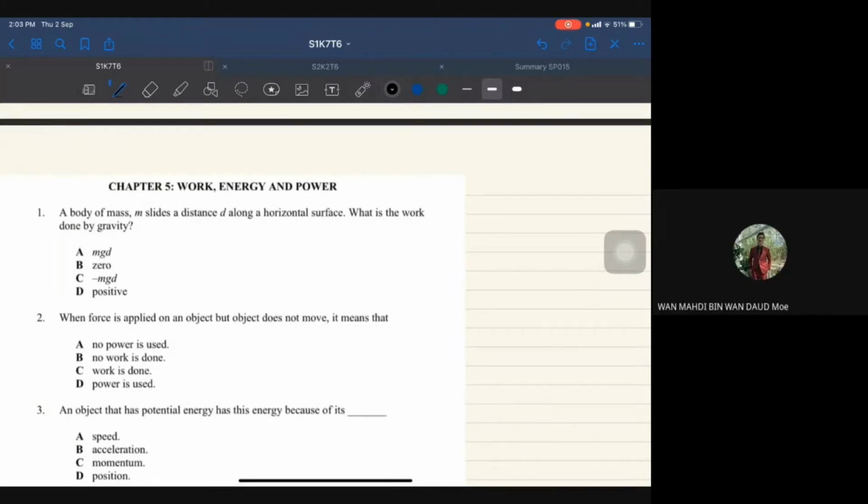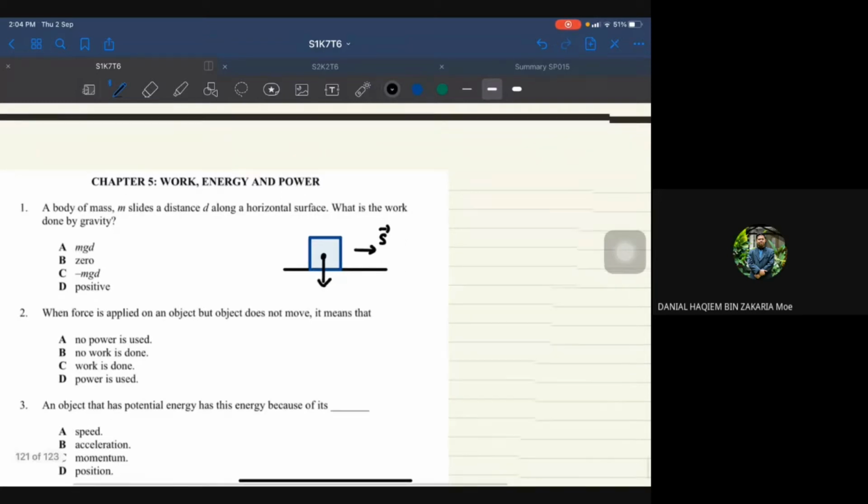A body of mass m slides a distance d along a horizontal surface. What is the work done by gravity? Zero. Okay, if you want to imagine this, maybe I can draw it out for you. You have a body of mass m, and it slides along the horizontal surface in this direction, S. The question asks what is the work done by gravity. The work done by gravity is due to the weight, and the weight is actually in that direction.